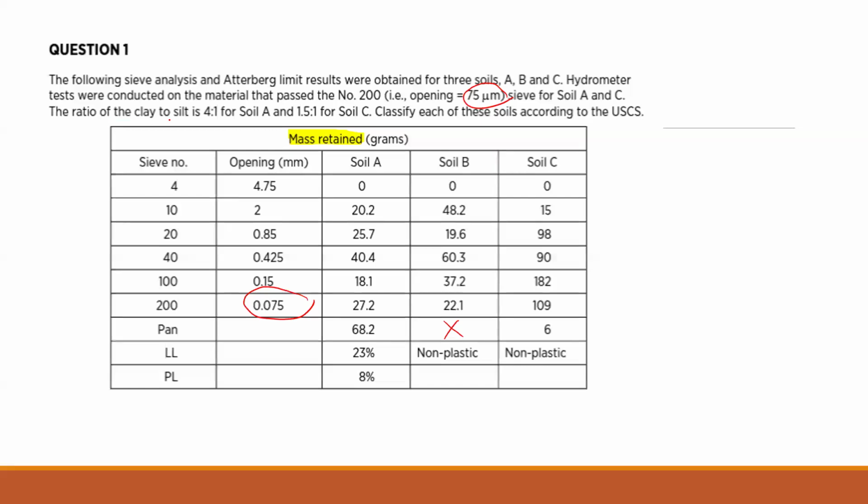The ratio of the clay to silt is 4:1 for soil A and 1.5:1 for soil C. Classify each of these soils according to the USCS classification system. So that's what we need to do. So here we know the classification system.